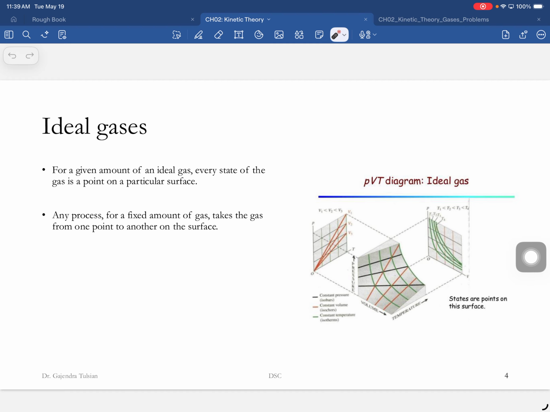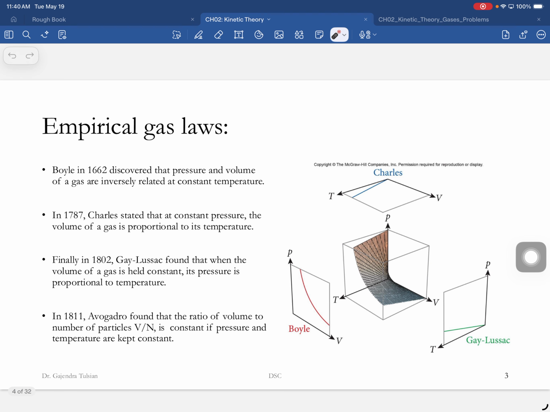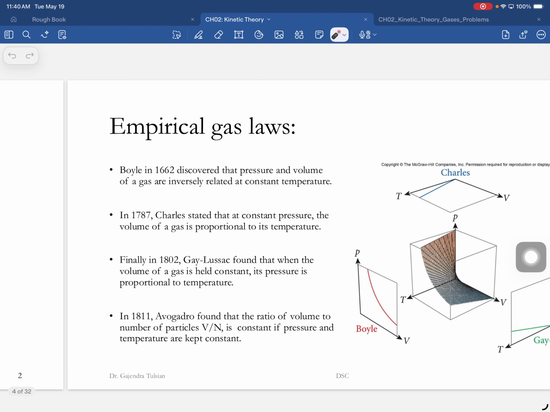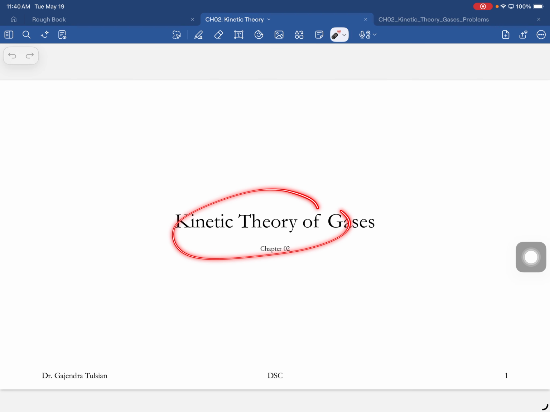Those ideas don't develop overnight. They're a culmination of ideas that developed over 200, 300 years, and we'll talk about that. So again, that's the kinetic theory of gases. It's a theory that relates microscopic properties to macroscopic properties.